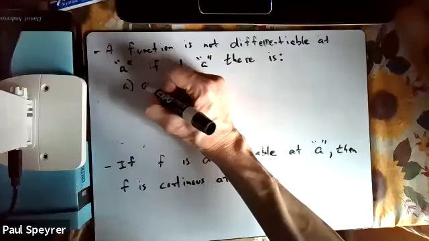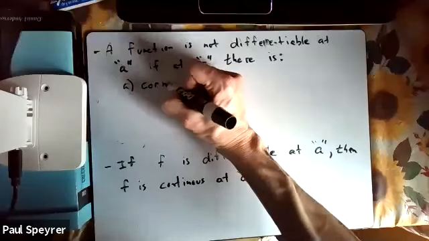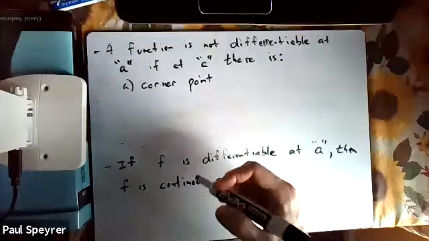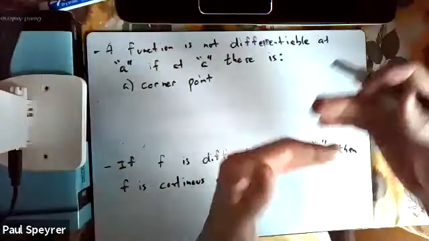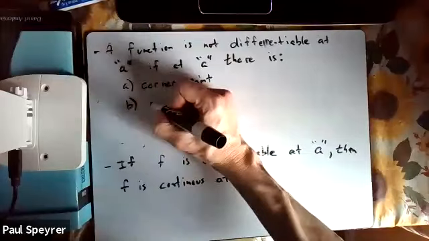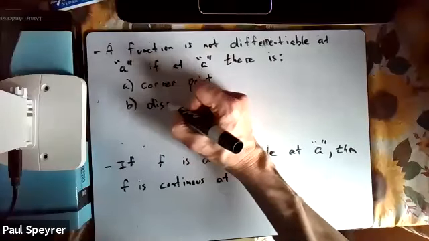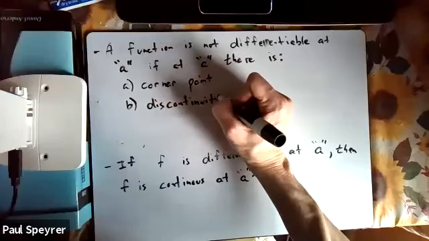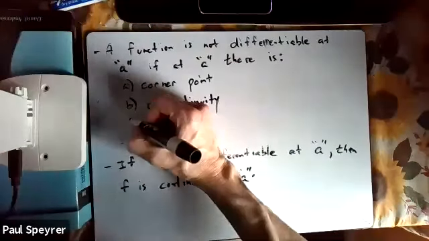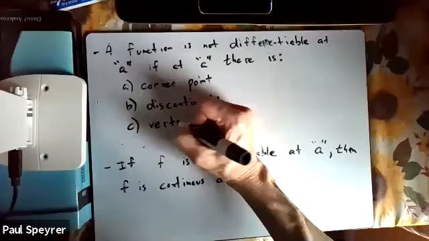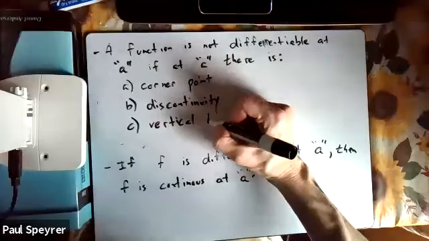A corner point, that's like absolute value, right? That gave us corners or V's. A discontinuity, and or some kind of vertical tangent.